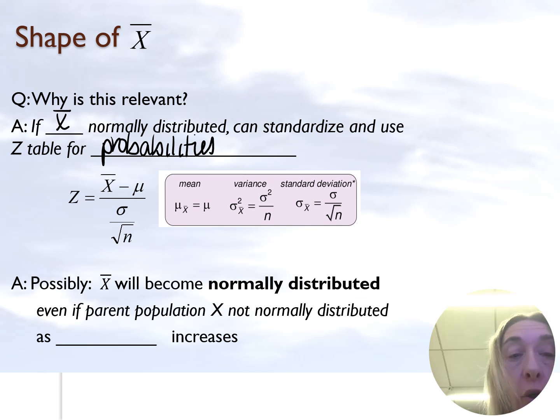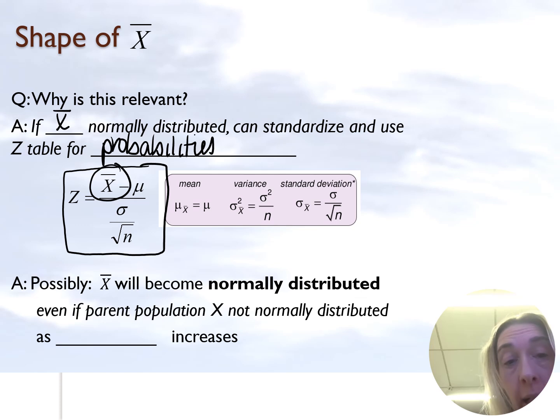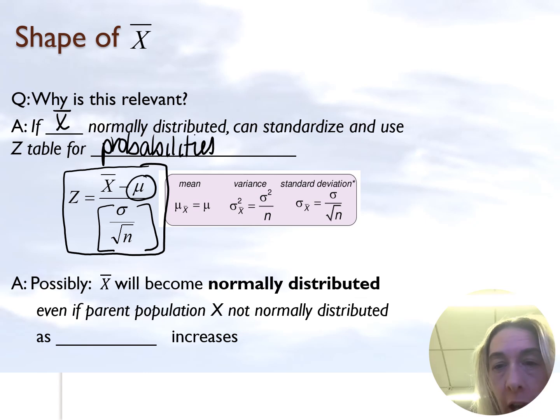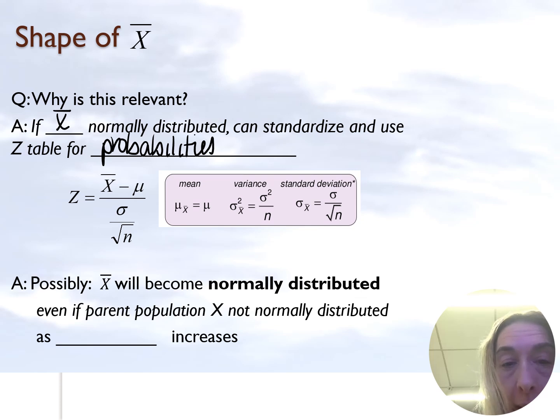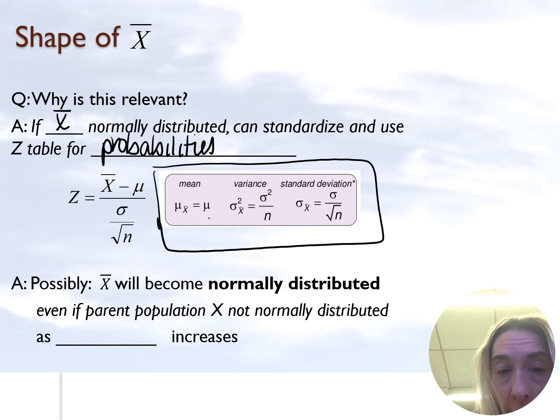In order to standardize a normally distributed X bar, which it needs to be in order to standardize it, we're going to subtract its mean and divide by its standard deviation. Recall that these are the parameters of the sampling distribution of X bar. Its expected value, or its mean, is mu. Its standard deviation is sigma over the square root of n.